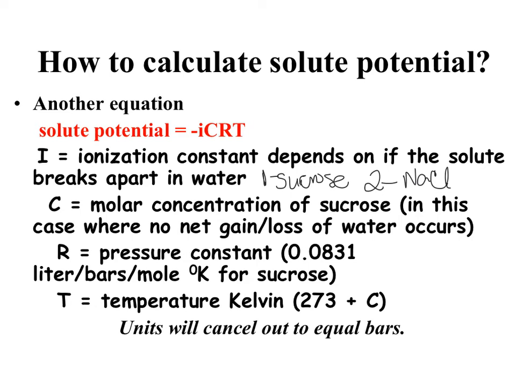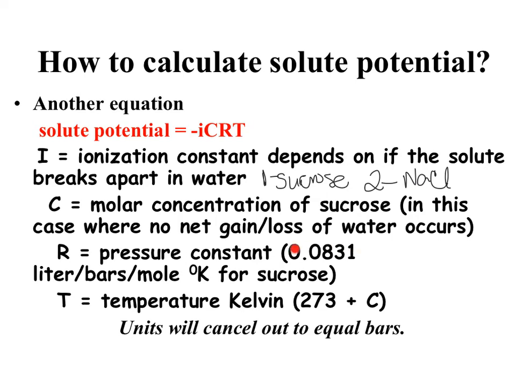C is the molar concentration of your sucrose, or whatever that solute tends to be. R is going to be your pressure constant, which we always use as 0.0831 liters bars per mole Kelvin. This value you do not need to memorize because it is going to be on your formula chart. And then T would be temperature, but it's going to be the temperature in Kelvin, so you're going to have to do some conversion. It's a very simple conversion. You will take whatever the temperature is that they gave you in degrees Celsius, and to that number you will add 273, and then you've converted into Kelvin.